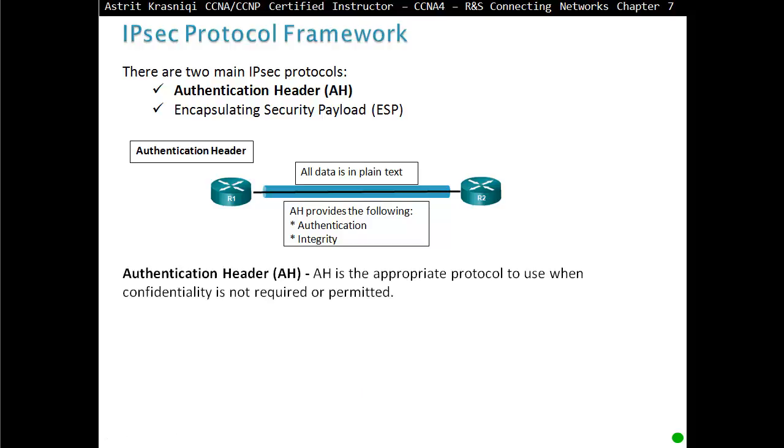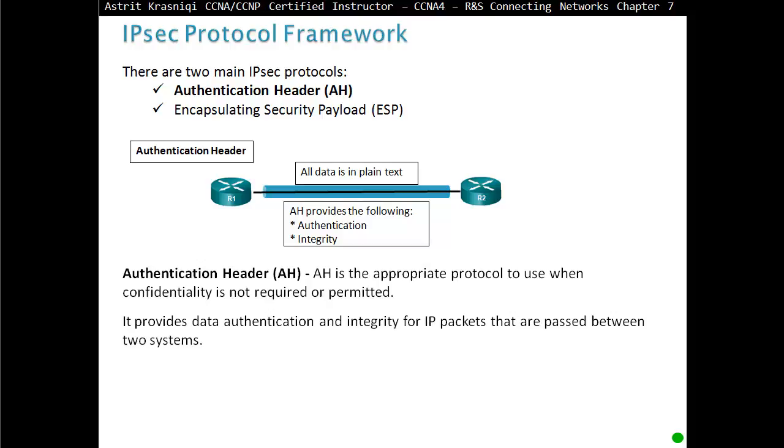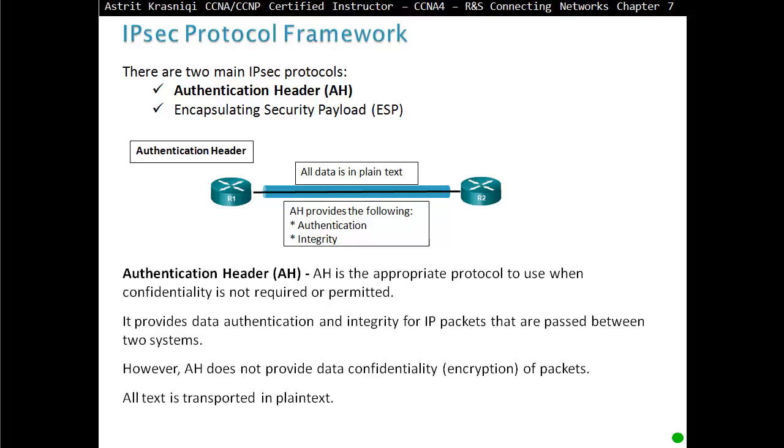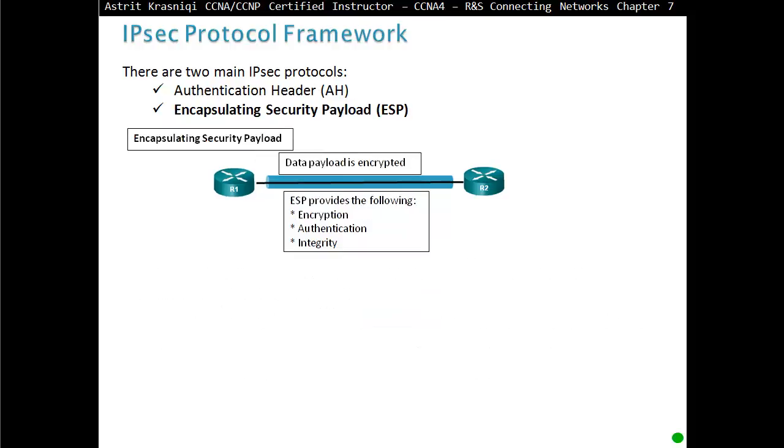Authentication header is the appropriate protocol to use when confidentiality is not required or permitted. It provides data authentication and integrity for IP packets that are passed between two systems. However, AH does not provide data confidentiality, which is encrypting packets. All text is transported in plain text. Used alone, the AH protocol provides weak protection.